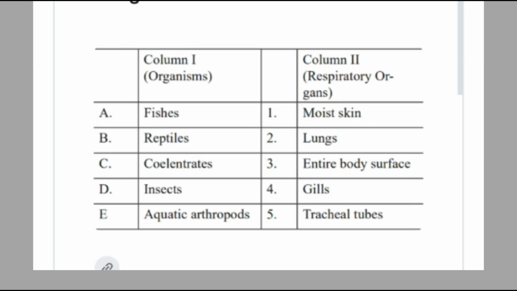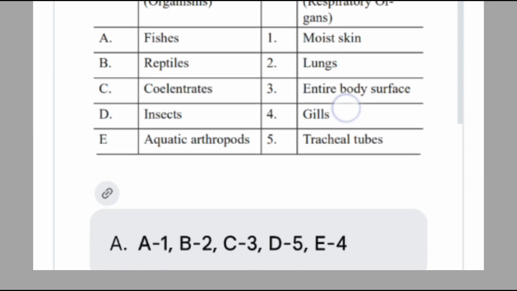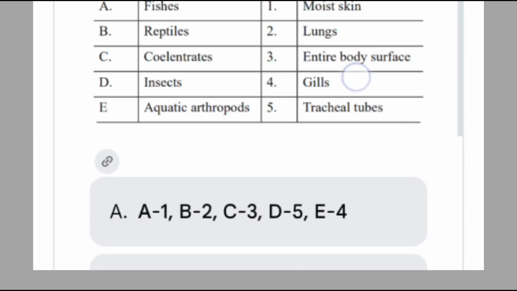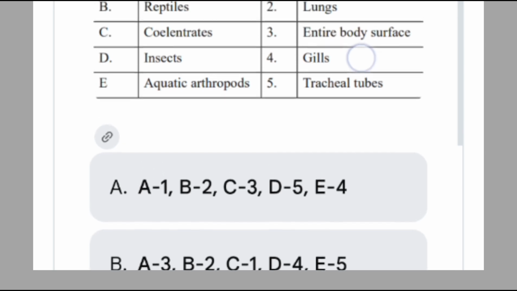Here, match the organism in column 1 with the primary respiratory organ. We all know that the fish will respire through the gills. So we have to just find out the option, that is A is equal to 4. So the correct answer for A is fish.